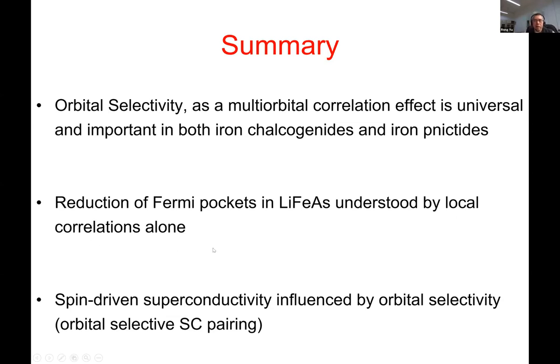And I would also say some words on the superconductivity. Basically, the main driving force for the superconductivity is the antiferromagnetic spin exchange couplings. However, in the case of strong orbital selectivity, both the pairing structure and the gap structure of the superconductivity can be strongly influenced by the orbital selectivity, which leads to this orbital selective superconducting pairing.